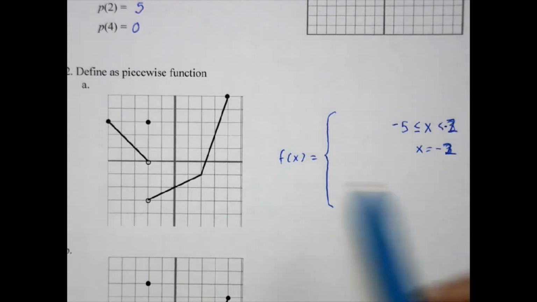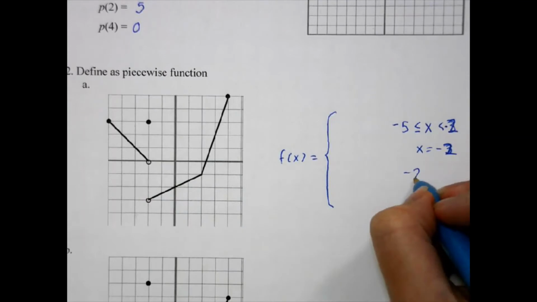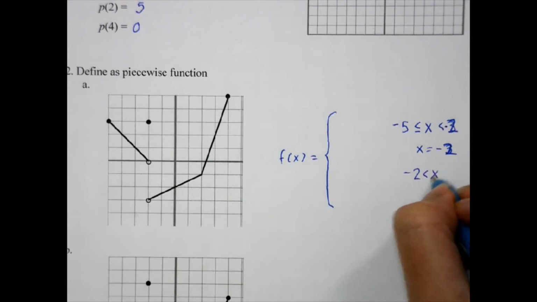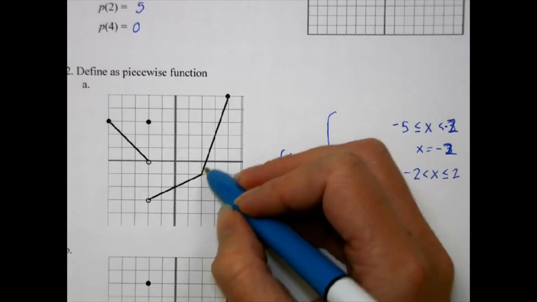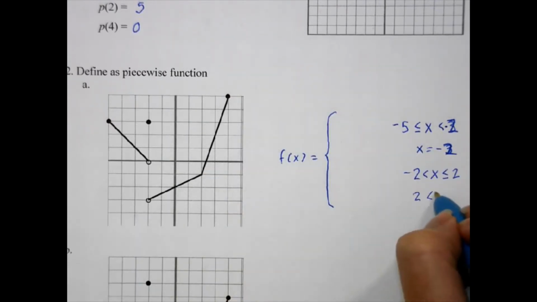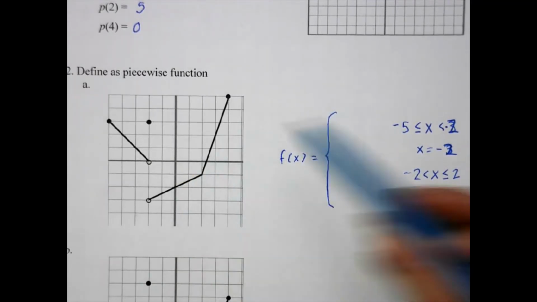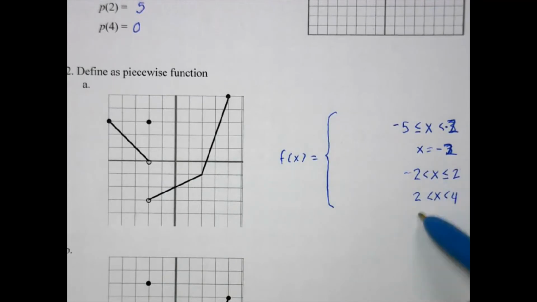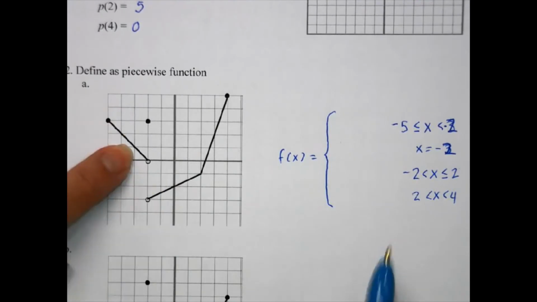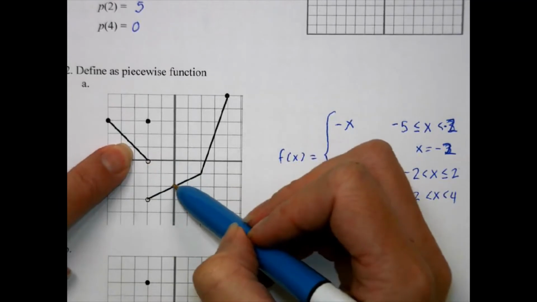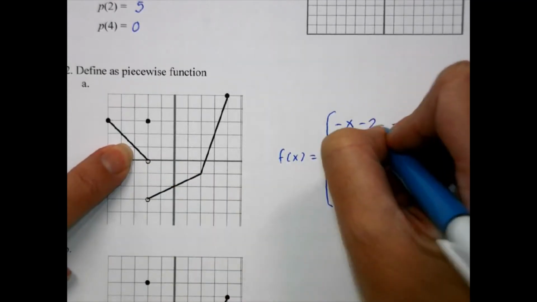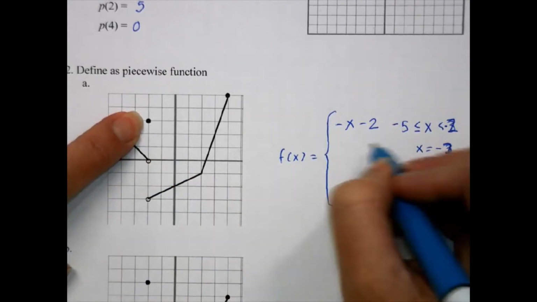Okay, we have a line segment from -2 to +2. And then from 2 to 4. Now this 2 could have been included on this line or this line. So this inequality or this inequality could be inclusive. Now we're looking at the equation of the line. This one has a slope of -1. So -x, and then if I continued it, it would cross at -2. At -2, we're up at 3.